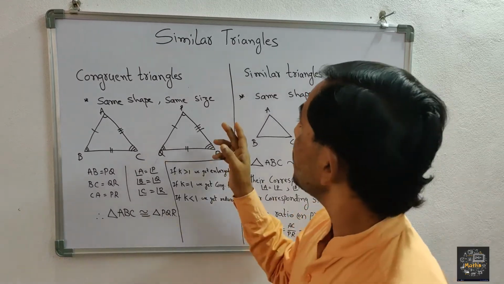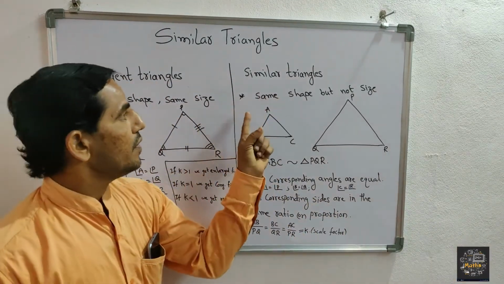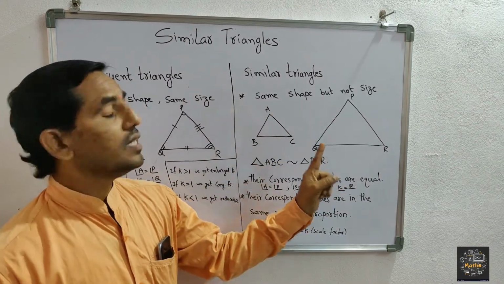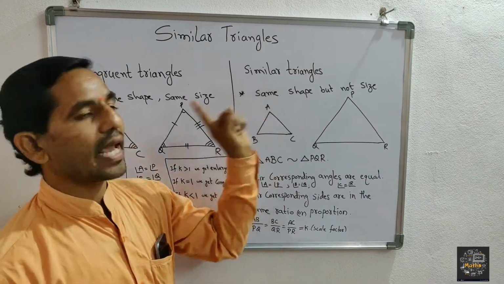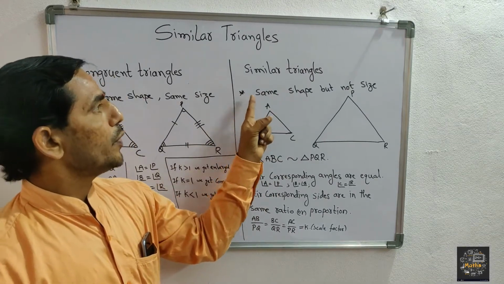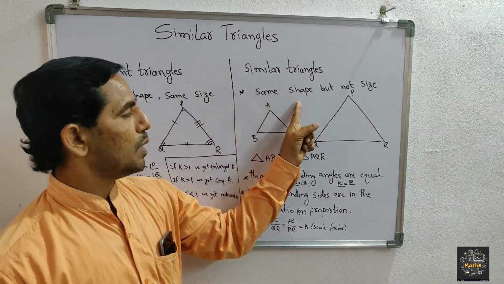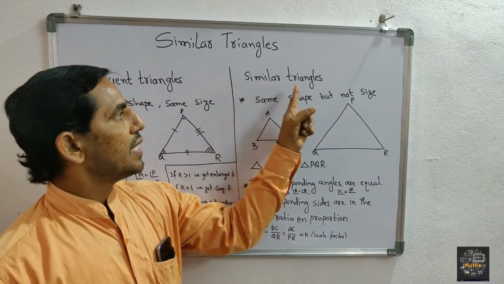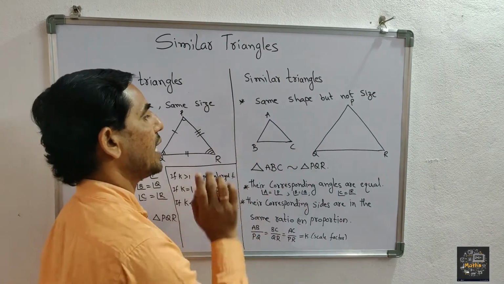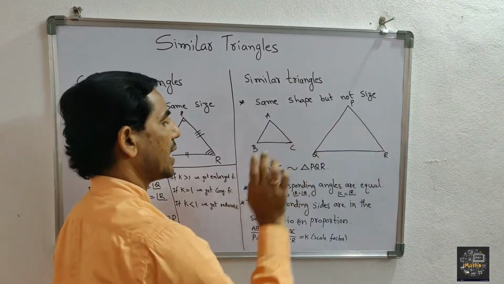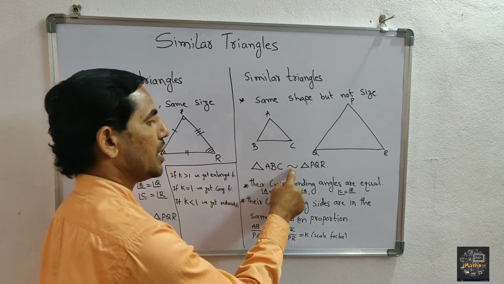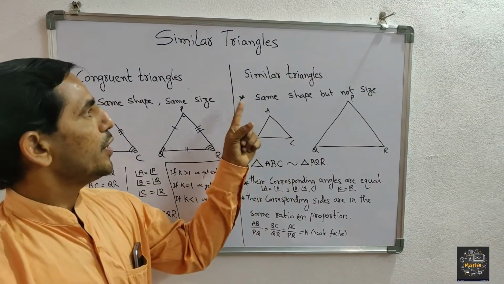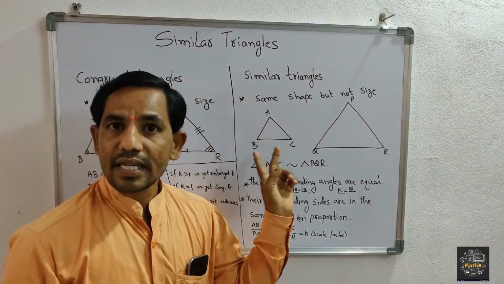Next, come to similar triangles. If any two triangles have the same shape but not the same size, such triangles are called similar triangles. Here, triangle ABC and another triangle PQR: triangle ABC is similar to triangle PQR.